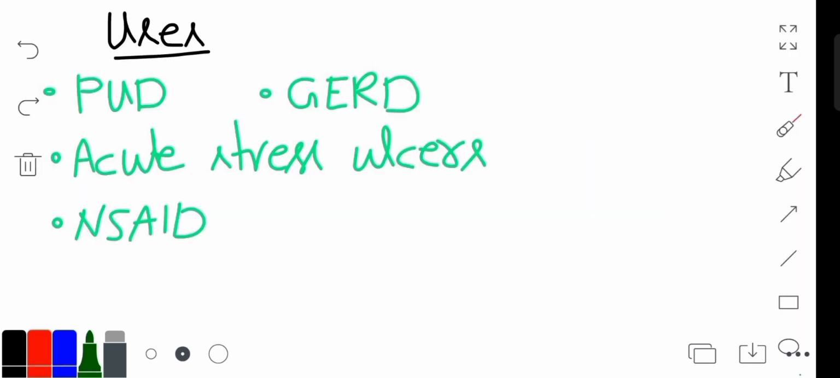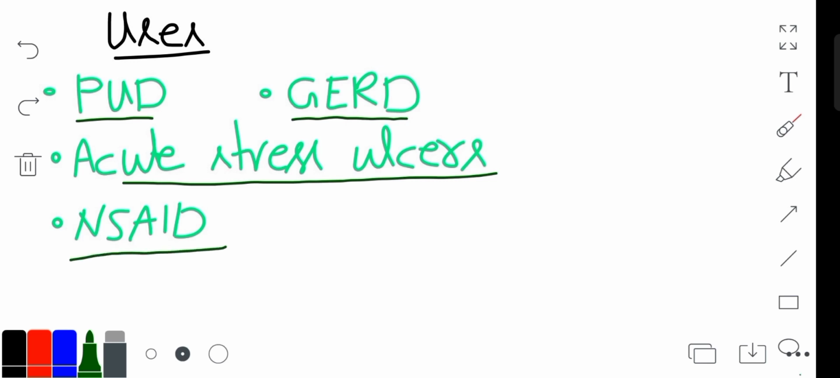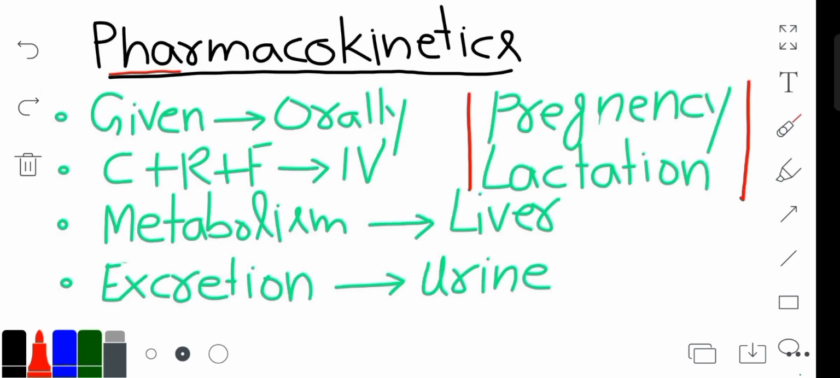If we talk about uses of histamine type 2 receptor blockers, or H2 blockers, they include peptic ulcer disease, gastroesophageal reflux disease, acute stress ulcers, and ulcers induced by non-steroidal anti-inflammatory drugs. If we talk about pharmacokinetics, H2 blockers are given orally, and they are also available in intravenous form.